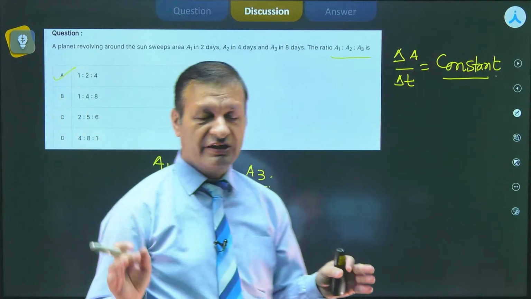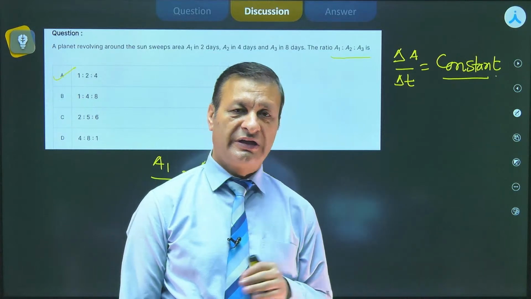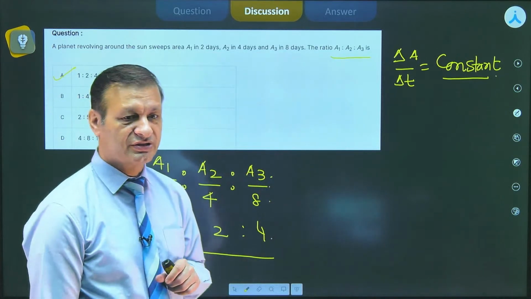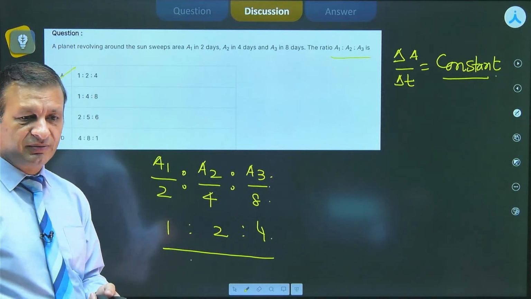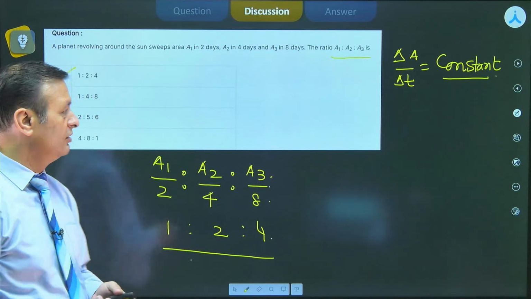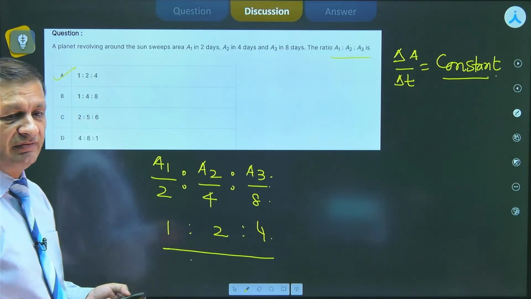So this is another question from the same concept, Kepler's law of periods. Ravinder has given me the right option. So I think we should move on now. Shall we? Any doubt?